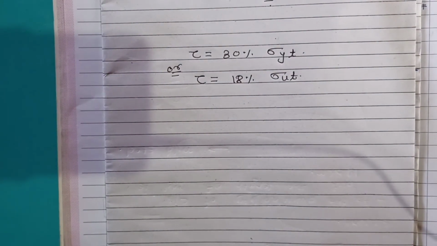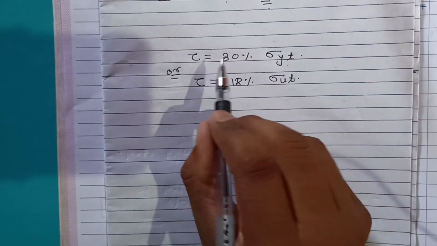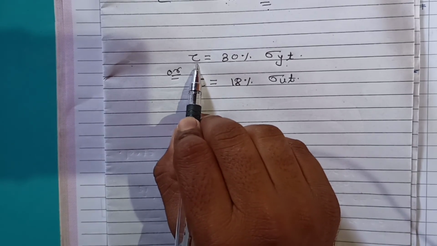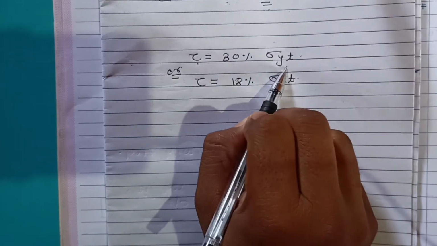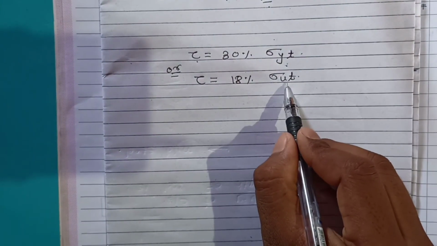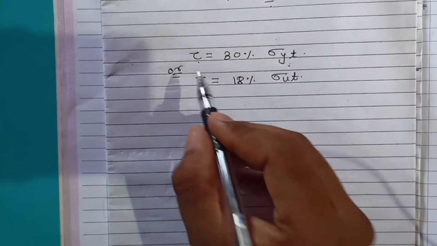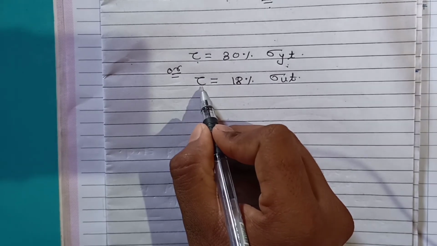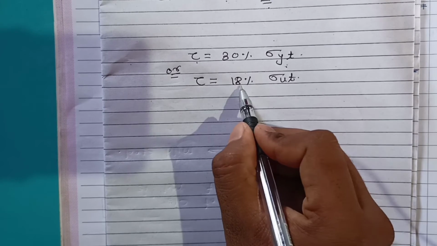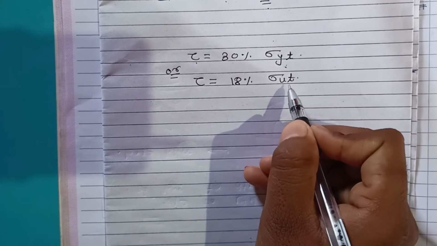If in the problem the yield strength is given, at that time to find out the permissible shear stress, the value is 30% of the yield strength. And if in the problem the ultimate strength is given, at that time the value of the permissible shear stress is 18% of the ultimate strength.